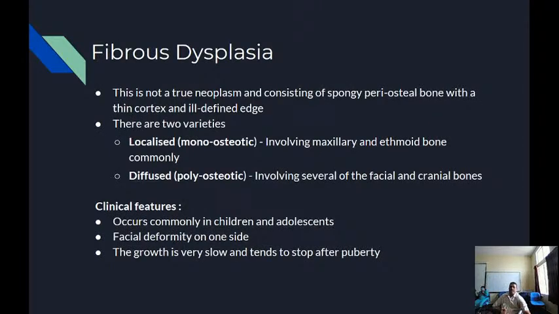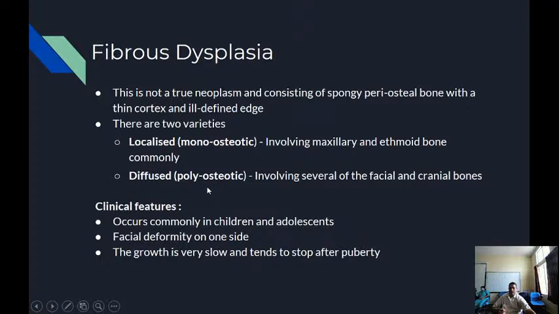And this is another condition which is called fibrous dysplasia. As I told you, this is not a true neoplasm, and it consists of the spongy periosteal bone with a thin cortex and ill-defined edge. The simple ones are called monostotic, which is local. Sometimes they are diffuse and they involve several facial bones and cranial bones. Usually they involve the maxillary and ethmoid bones.